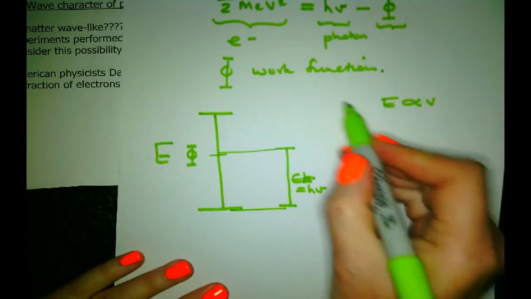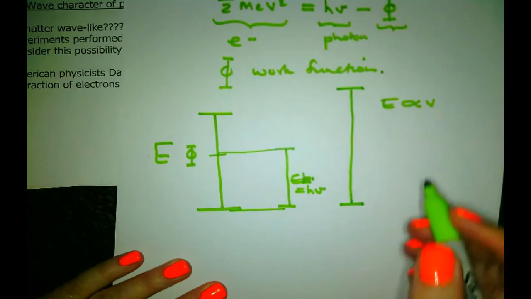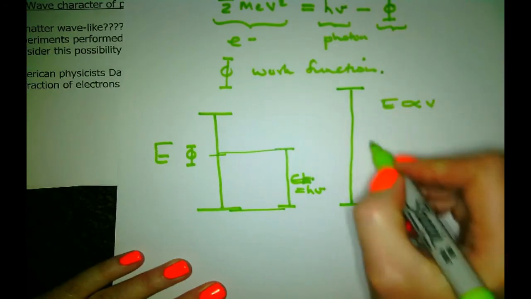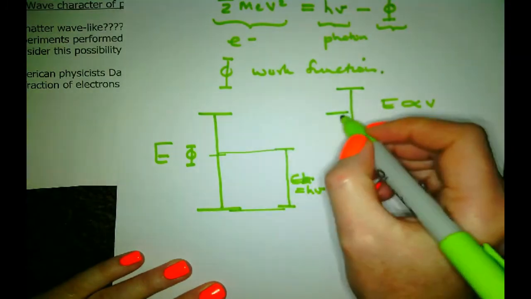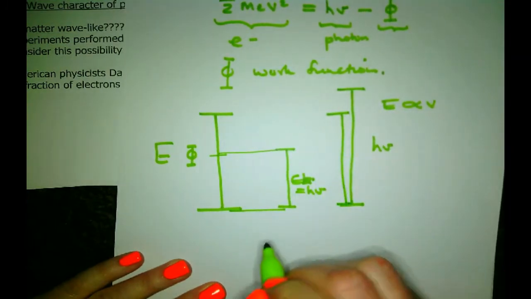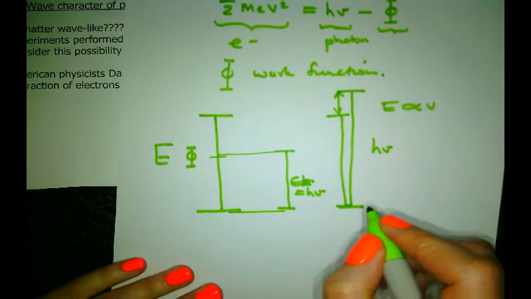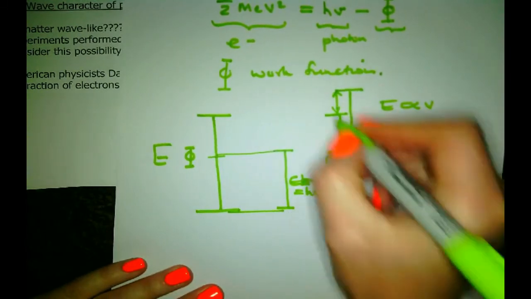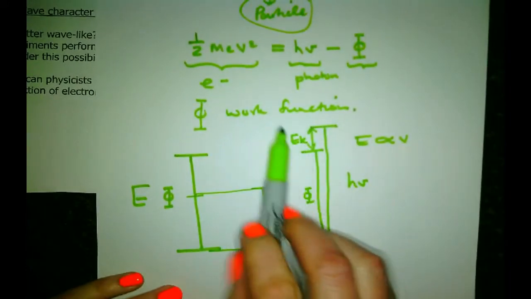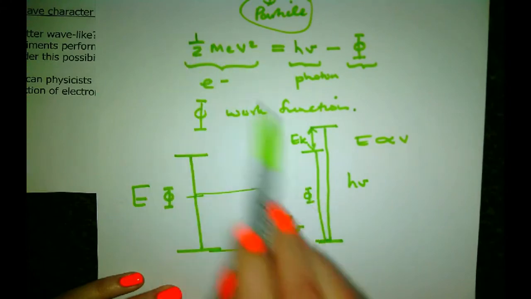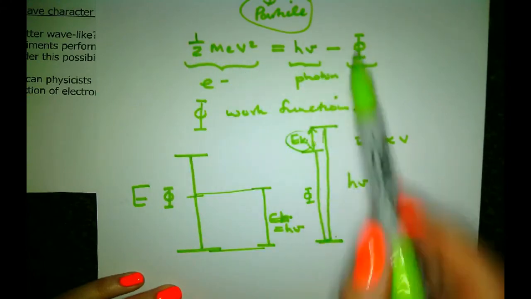If your photon has that amount of energy, so that is h nu, some of that is used to cover the work function, and the remainder will be kinetic energy. So there's the work function, there's kinetic energy. And this brings us back to that equation. The kinetic energy is h nu minus the work function.